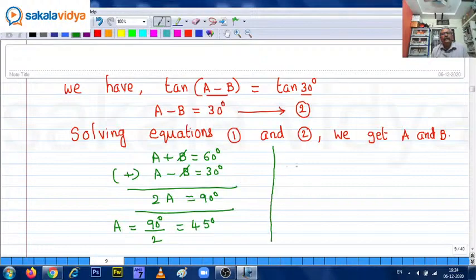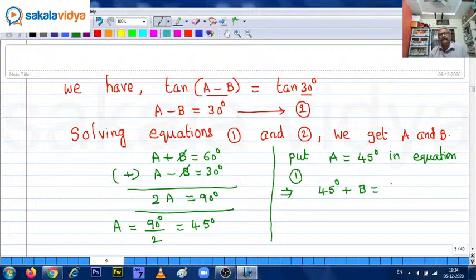Now put a equal to 45 degrees in equation 1. So we get like this, 45 degrees plus b equals 60 degrees. Now how do you find b?